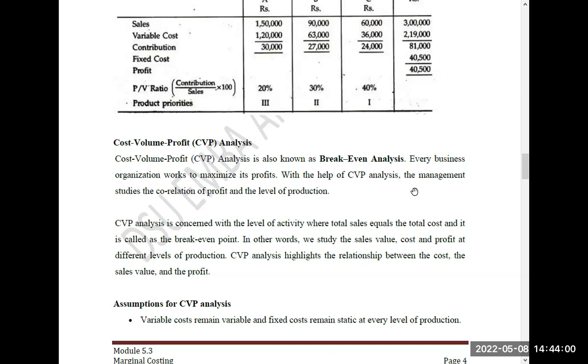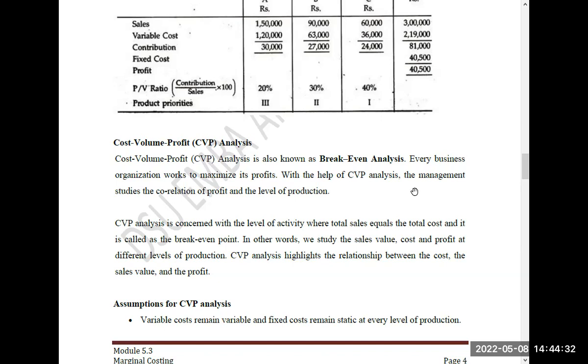Which product is contributing more to the profit of the company? Which product? Product C is contributing more. If I sell for 100 rupees product C, 40% is going to be the contribution. But all other things are not like that. 30 and 20 are there. So that is how we can understand the PV ratio concept. Higher the PV ratio, better the performance of that particular product.